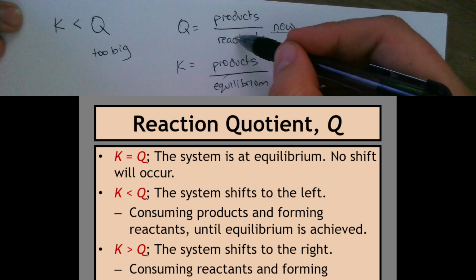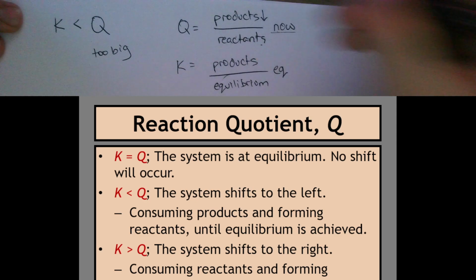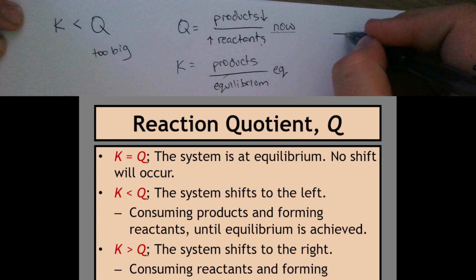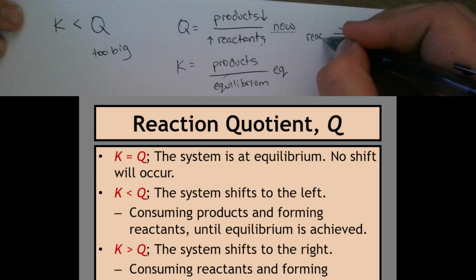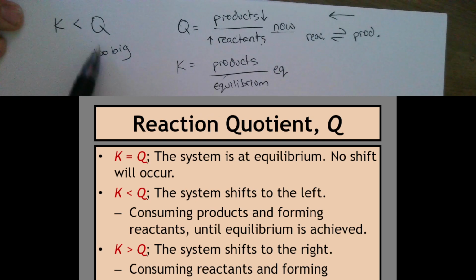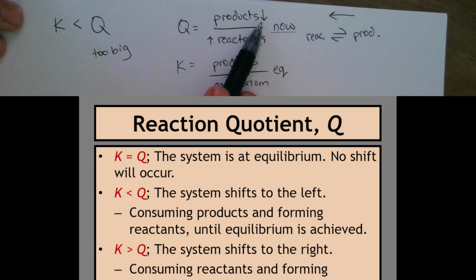Q is products over reactants. To make the number smaller, I need to decrease my numerator and increase my denominator. Both of them will happen at the same time, but if I do either of those things, Q will get smaller. Eventually, Q will get small enough that it equals K. Well, let's think about it. I am losing products. I am gaining reactants. If I'm gaining reactants and losing products, the reaction's going left. So when Q is too big, I need to make more reactants and lose some products to get to my equilibrium.